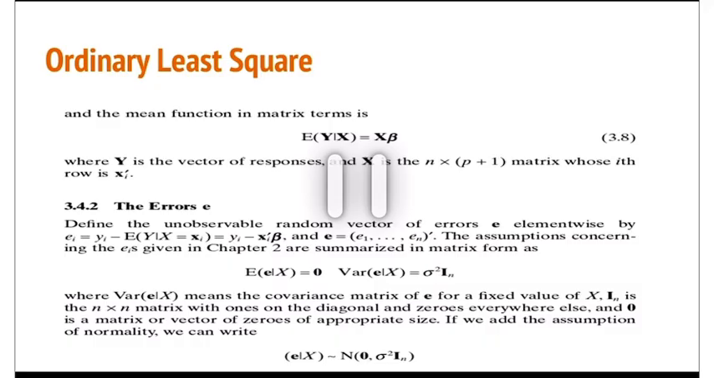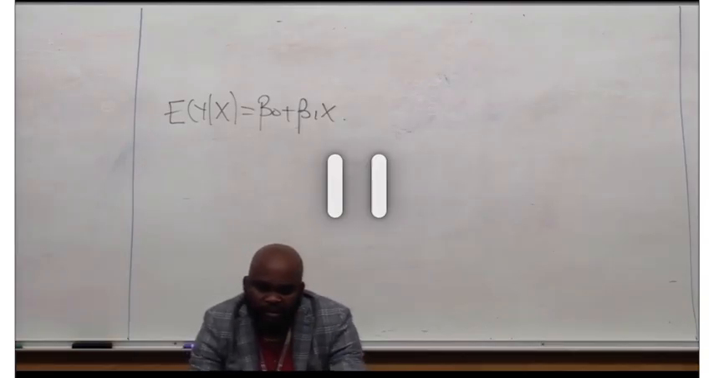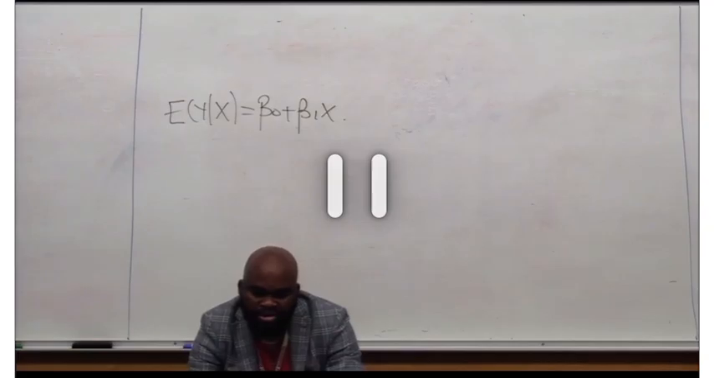The ordinary least squares approach was used to estimate the parameters in a simple linear regression model. We're also going to apply that to the multiple linear regression model. All I need you to do is to pay attention, because what I'm going to be unfolding today is somewhat mathematical. Now I need you to take a look at equation 3.8.